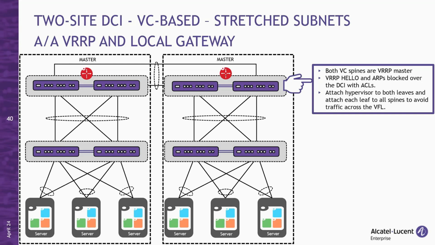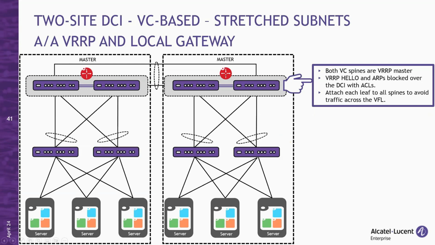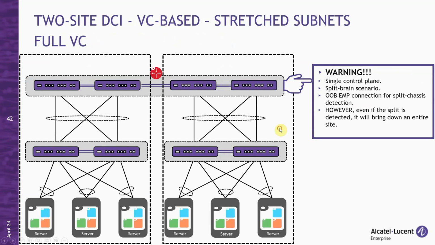To avoid traffic traversing the VFL, we need to attach the hypervisor to both leaves and attach each leaf to all spines. Another option is to only use virtual chassis on the spines, but we will still need to attach each leaf to all spines to avoid traffic traversing the VFL. Both this design and the one in the previous slide will still have the traffic optimization issues mentioned earlier regarding stretched subnets, such as storage and database traffic flows and traffic into and out of the data center.